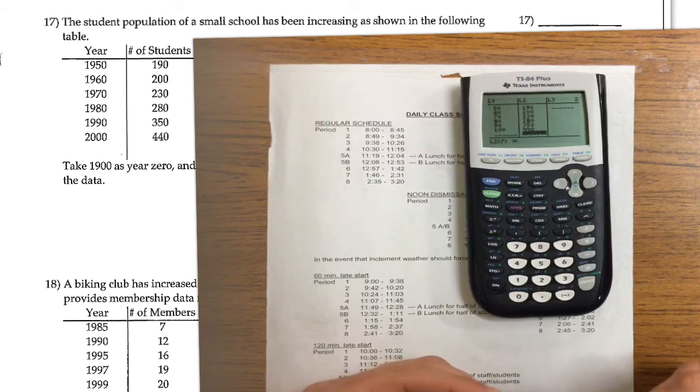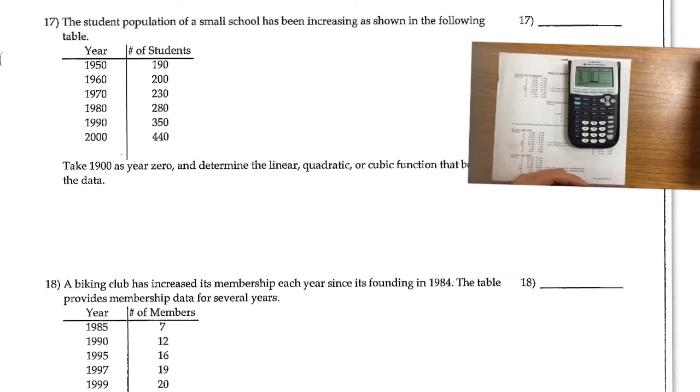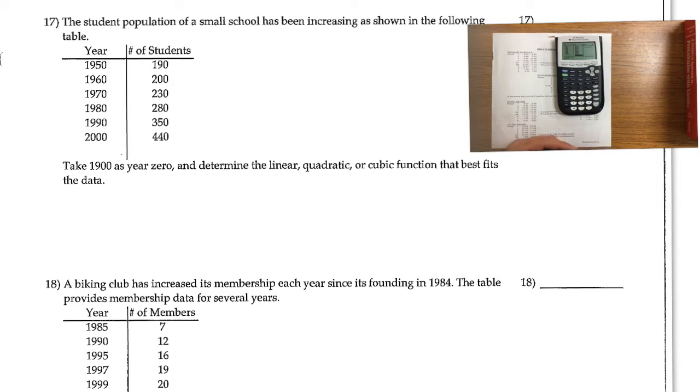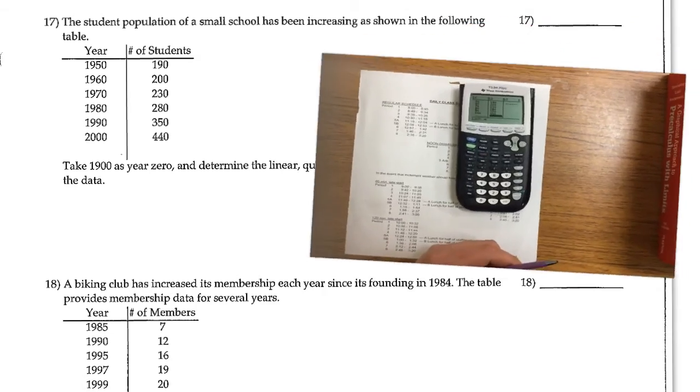All right, so number 17, we have to pay special attention to the directions here. They say take 1900 as 0, as the year 0. So 1950 should go into our calculator as 50, 1960 is 60, and so on. It also says determine whether the linear, quadratic, cubic function are the ones that fit the data the best.